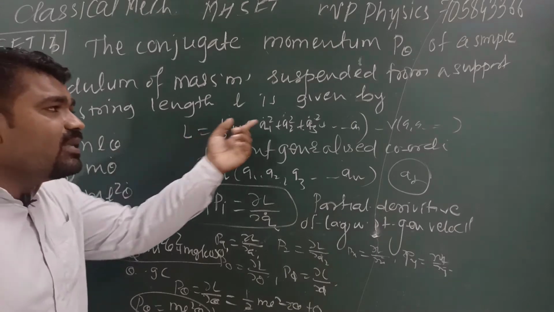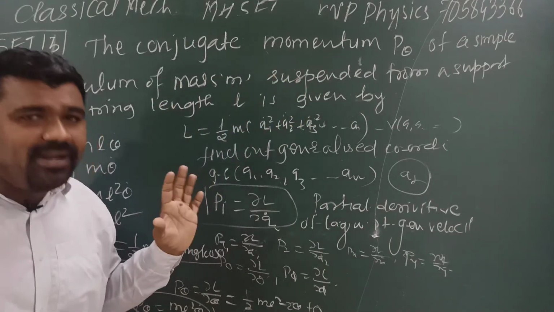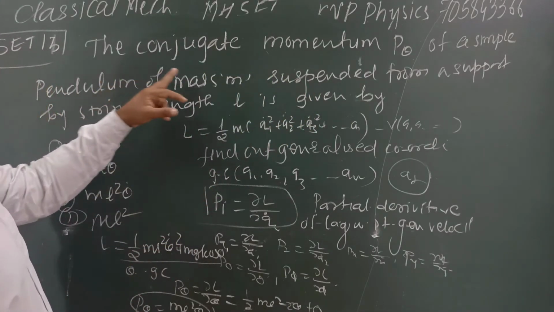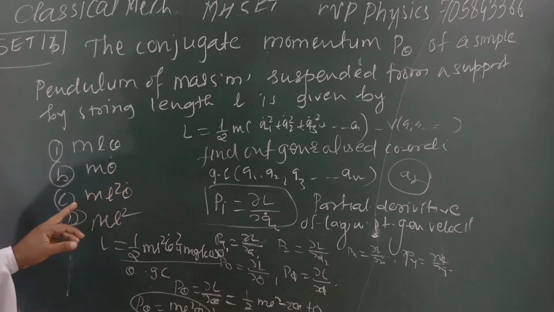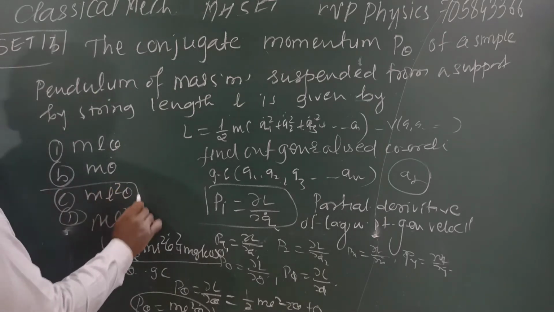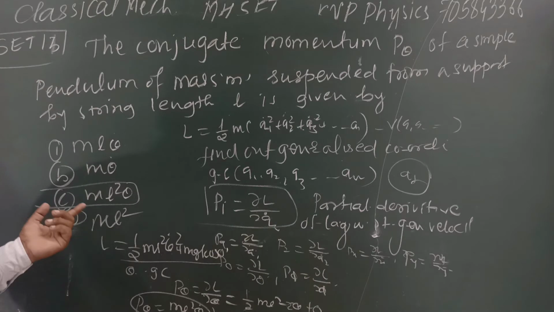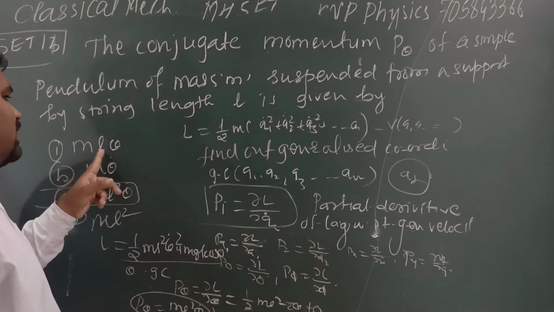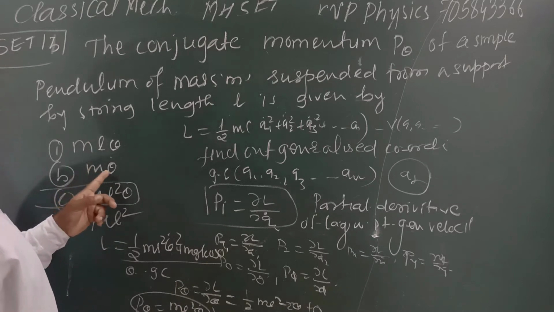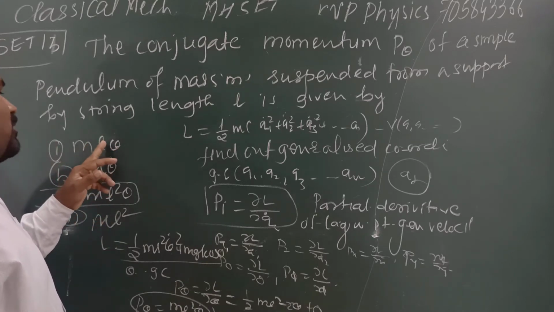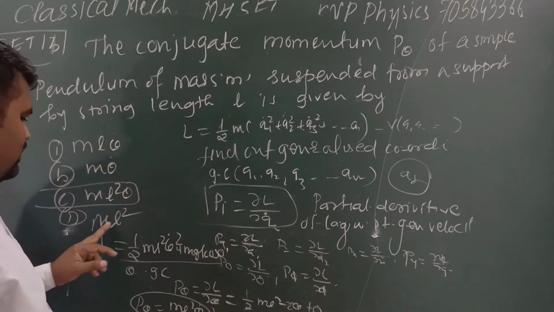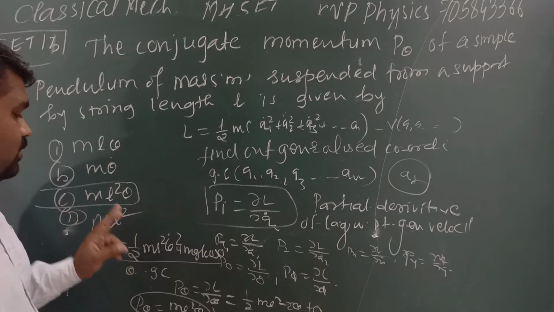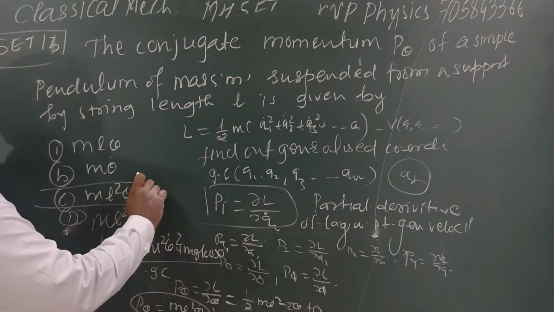So the generalized momentum for the simple pendulum is ml squared theta dot. Got it? ml squared theta dot. Here some options are given as ml theta dot, but there the l power is absent, and the dimension is not correct. So, which of the following is the generalized momentum? Always memorize.